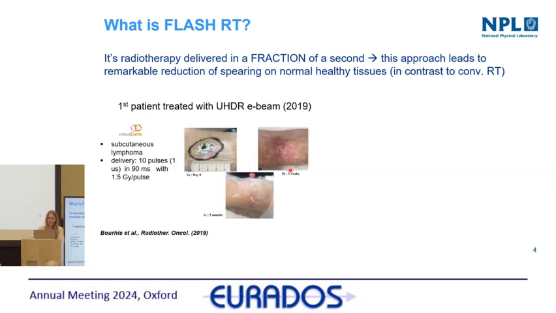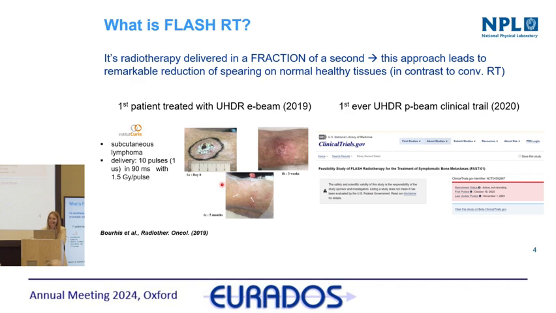And since then, we have also had patients treated with ultra-high dose rate radiotherapy. The first patient had a UHDR electron beam treatment in 2019, for subcutaneous lymphoma. And as you can see, 5 months post-irradiation, we have hardly any visible side effects. Since then, we also had a first proton flash clinical trial, completed at the end of 2020. This was just a feasibility trial, treating 10 bone metastasis patients. And there are already some published results showing that feasibility is certainly there.